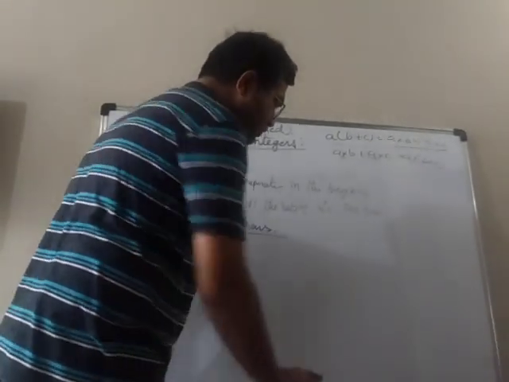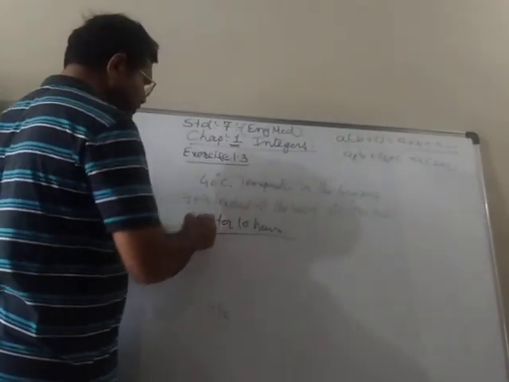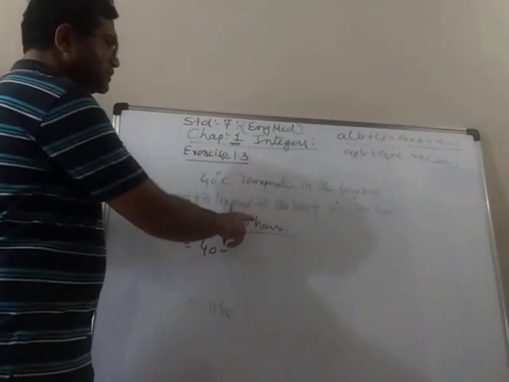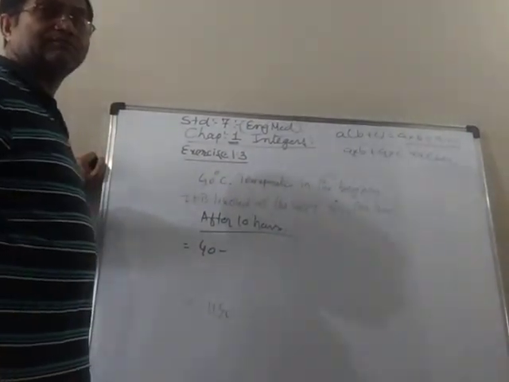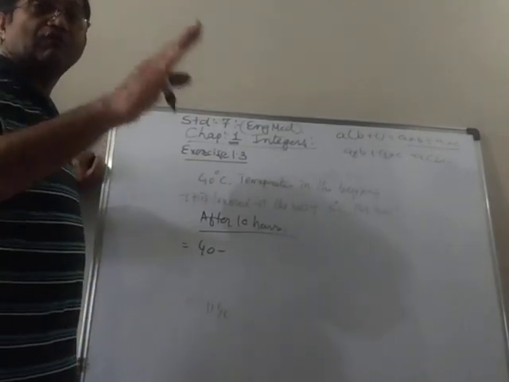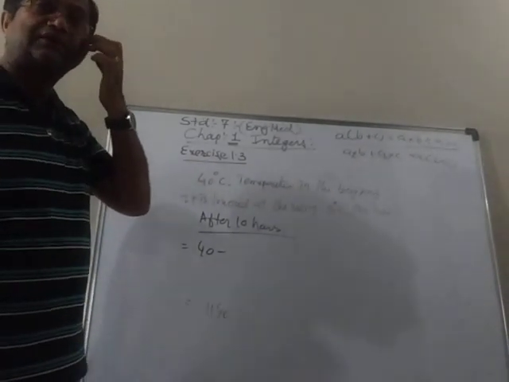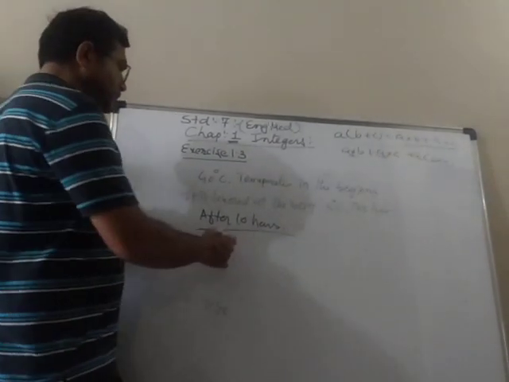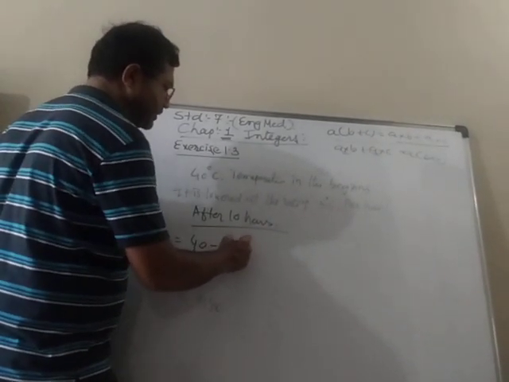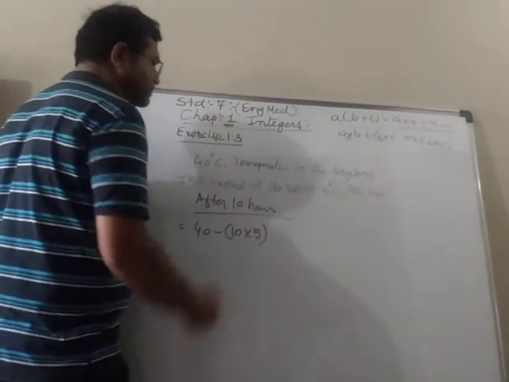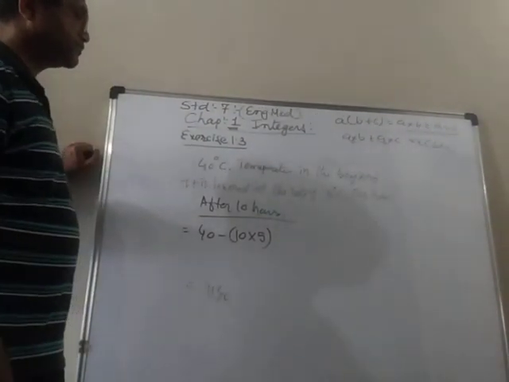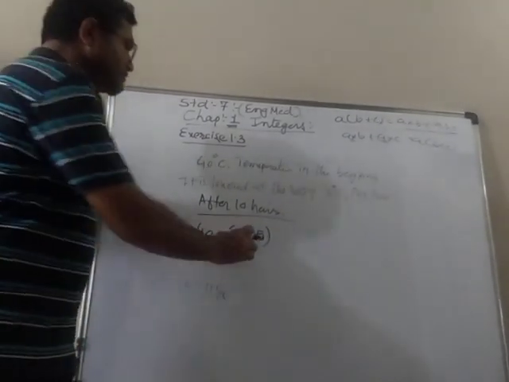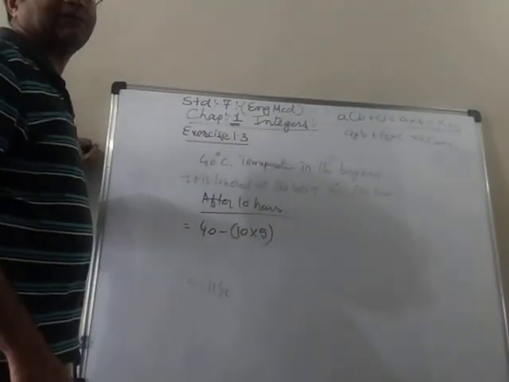How? Look here. It means that from 40, how many times will 5 degrees be lowered? 10 times, because 1 hour, 2 hour, 3 hour, 4 hour. So 10 times the 5 will be, means 40 minus, in bracket, 10 multiplied by 5. So here actually we don't even have to use the distributive property. Only the bracket we have to multiply first.